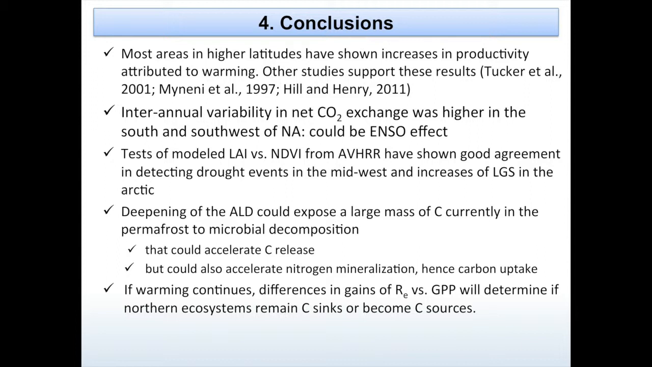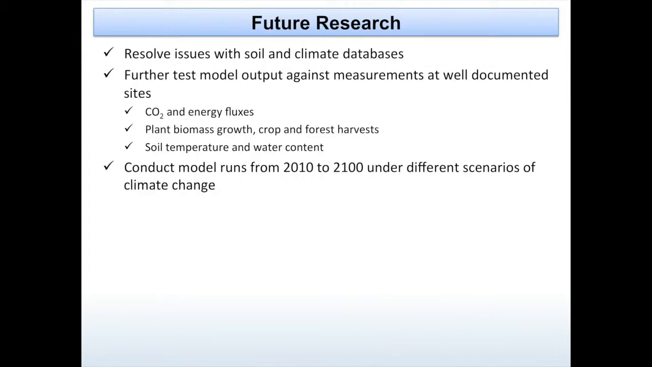Now there's an issue, if warming continues, which it's projected to do: differences in gains of respiration versus GPP will determine if northern ecosystems remain carbon sinks or become carbon sources. We're looking at projections now over the next century to see how that will play out. Future research: we need to resolve some of those issues with the soil and climate databases to which I referred earlier. The soil organic nitrogen and the soil depth are two critical issues that need to be firmed up a little bit more. The climate databases, the NARR, particularly in the Arctic, we need to maybe revisit some of the weather data that's coming out, but that'll have to be done in the future.